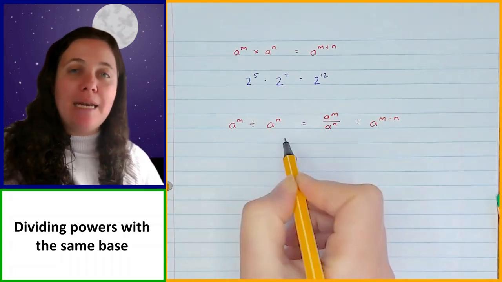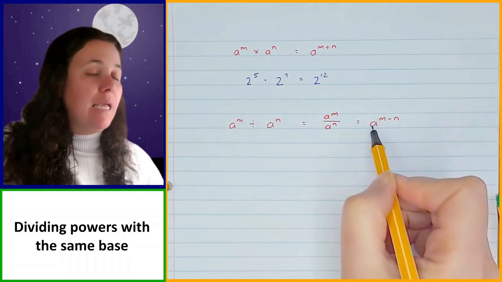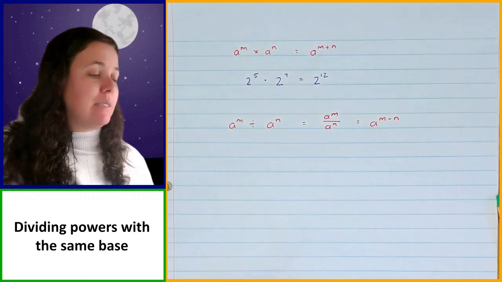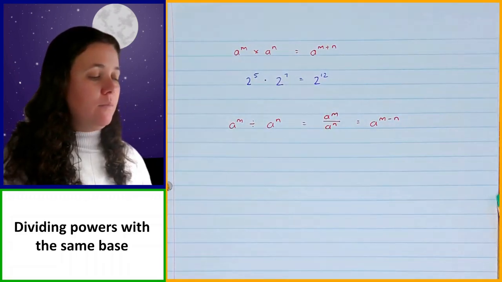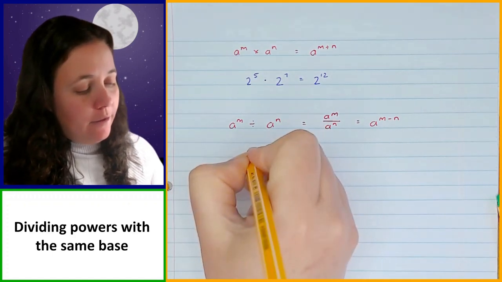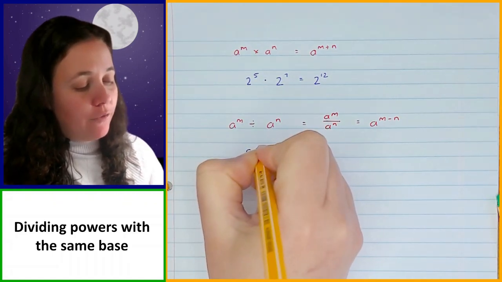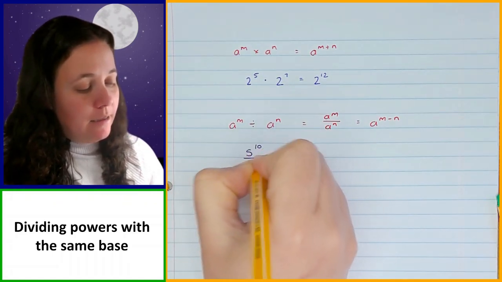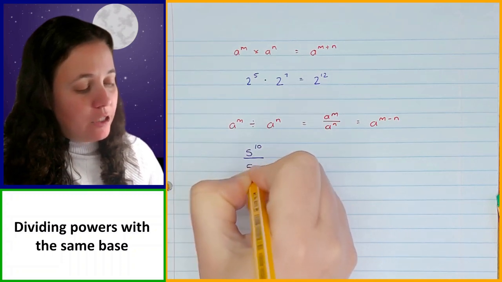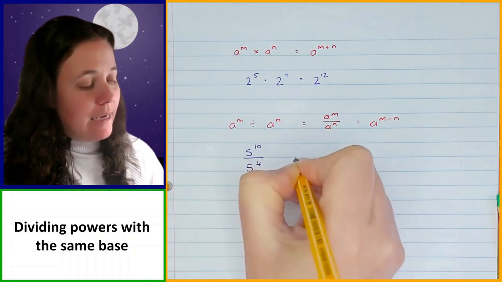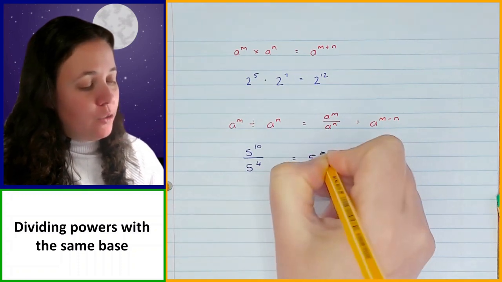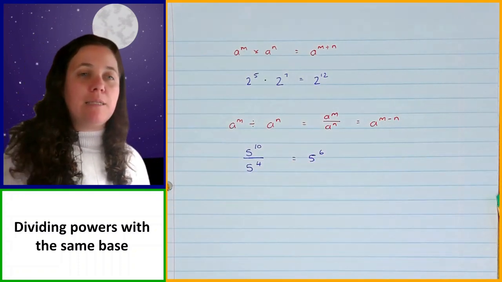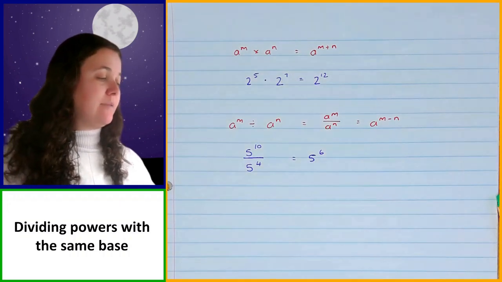So when we are dividing powers with the same base, we keep the base the same and we subtract the exponents. So an example could be something like this. 5 to the power of 10 divided by 5 to the power of 4. And that gives us 5, the base stays the same, to the power of 6. We subtract the exponents. So 10 minus 4 gives us 6.